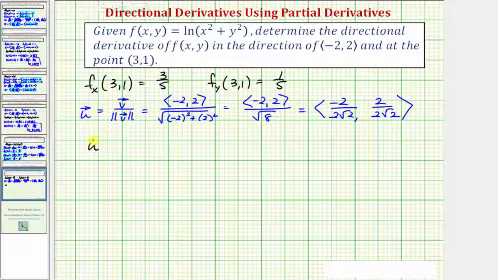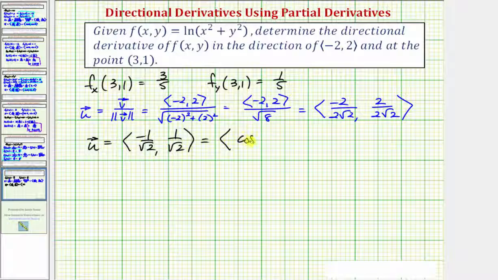So the unit vector in the same direction as the given directional vector would have an x component of negative 1 divided by square root 2 and a y component of 1 divided by square root 2. So now we know that cosine theta is equal to negative 1 divided by square root 2, and we know sine theta is equal to 1 divided by square root 2. And now we have all the information we need in order to find the value of the directional derivative.